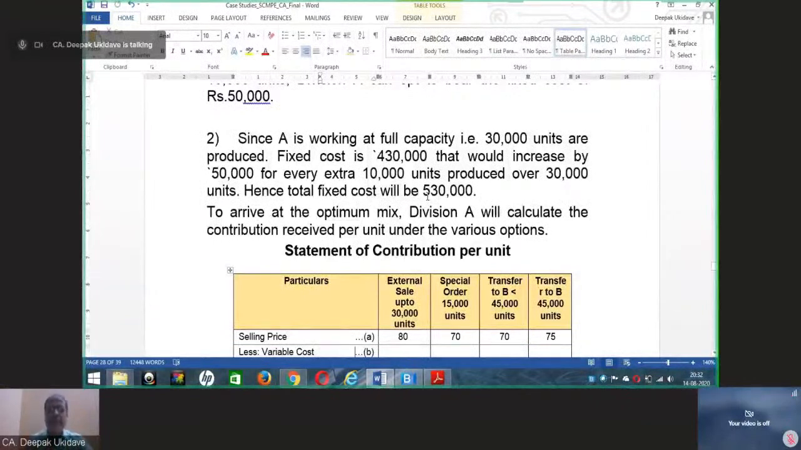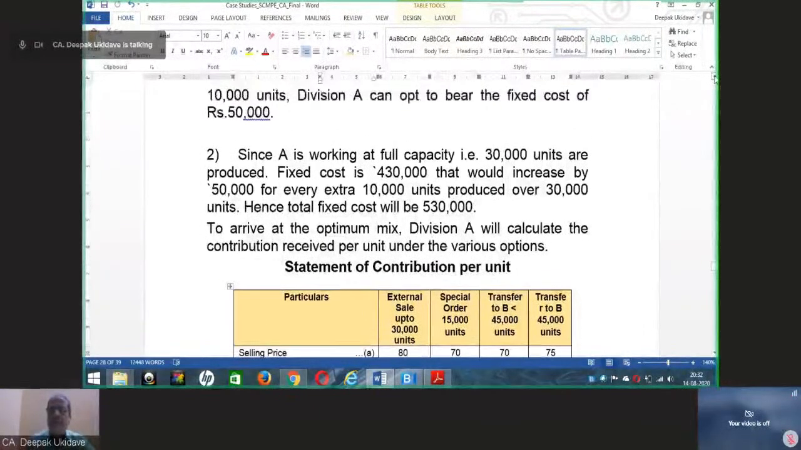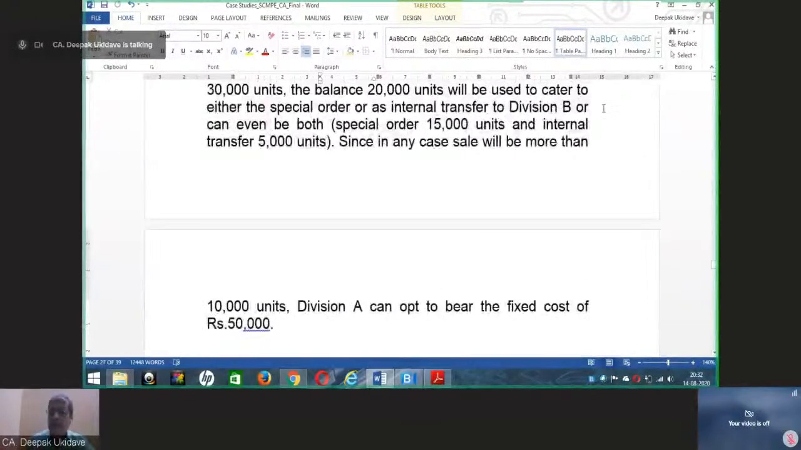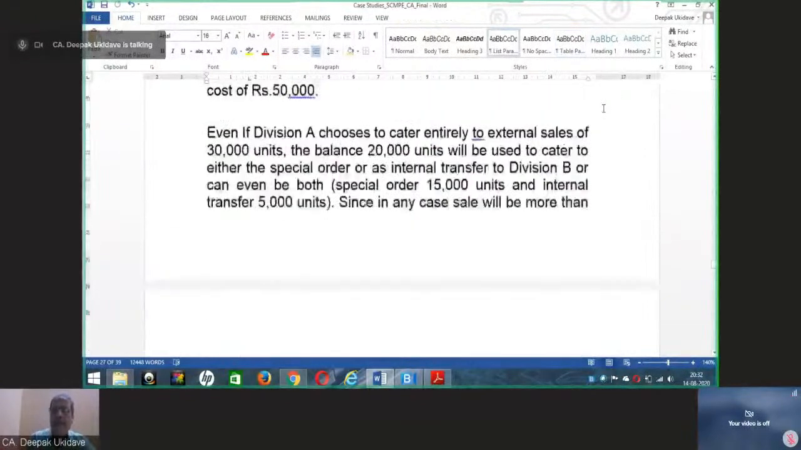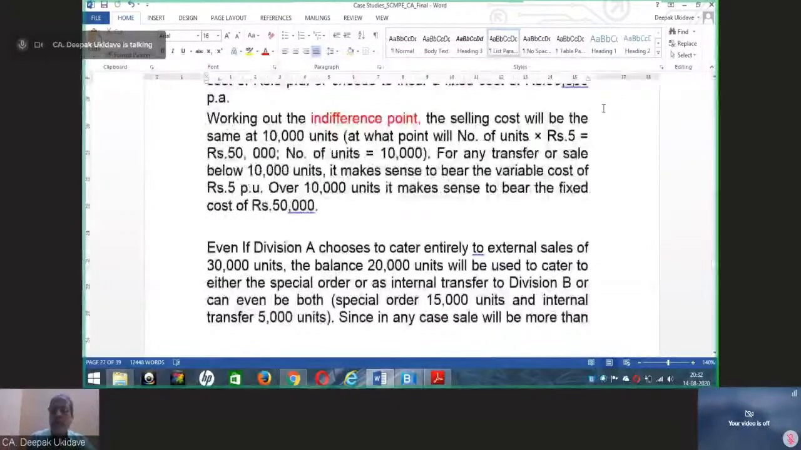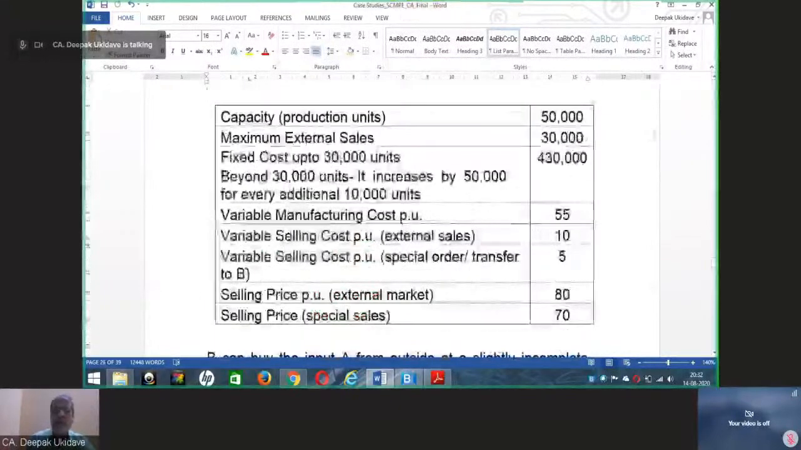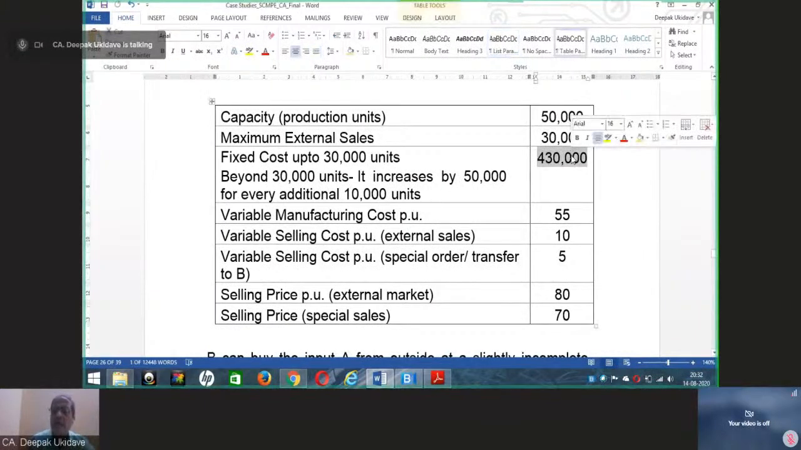Now please understand this. A is working at its full capacity. 30,000 units are produced. Look at the data which is given in the table. Once again, you have already taken a look, but to refer again. Beyond 30,000, presently the company has a capacity to produce 50,000 units and maximum it is selling to the external market 30,000. At 30,000, your fixed cost is 4,30,000, but it increases by 50,000 for every additional 10,000 units.